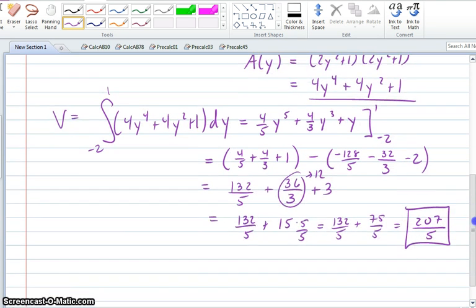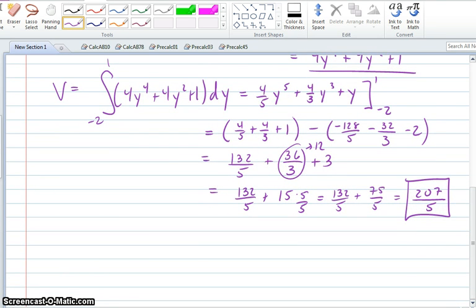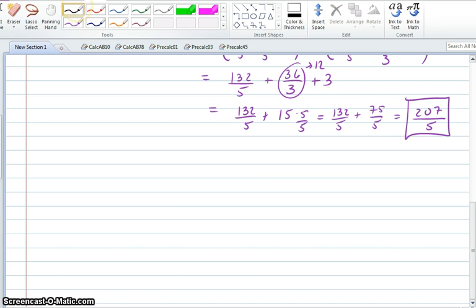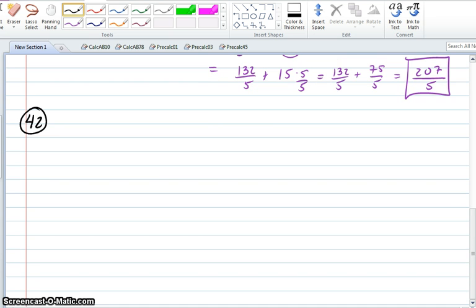Alright, so now that you've seen one like that, let's take a look at a slightly different one that you guys had to do in your homework tonight, which is number 42. Okay, and number 42, they give you this great picture, and it says the base of the solid is the disk x squared plus y squared is 1, which we've done that picture a couple times now, so it's just our circle with a radius of 1. Okay, so this is the base of our solid. This is where we're going to stack our shapes.